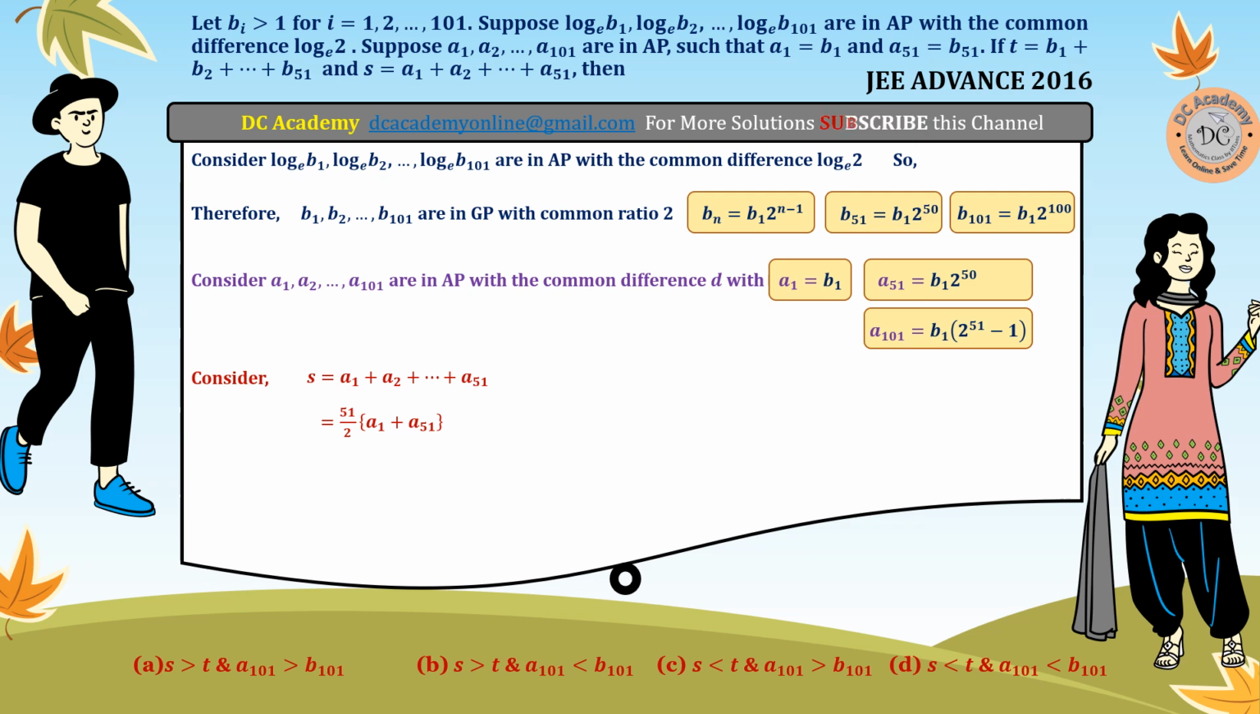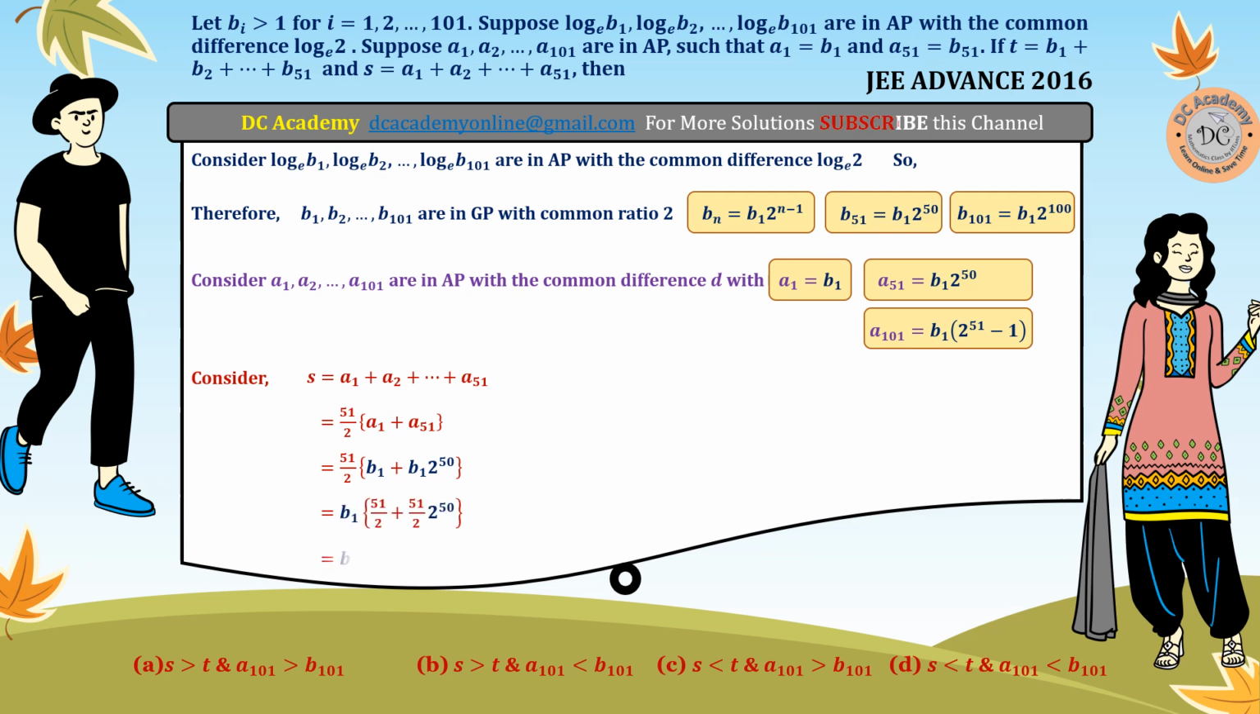Now we know the values: A1 is B1, and A51 is equal to B1 times 2 to the power 50. So we can easily substitute that value. It is 51 by 2 times B1 plus B1 times 2 to the power 50. If I take B1 common, we multiply by 51 by 2, so actually we are taking that 51 by 2 inside the bracket.